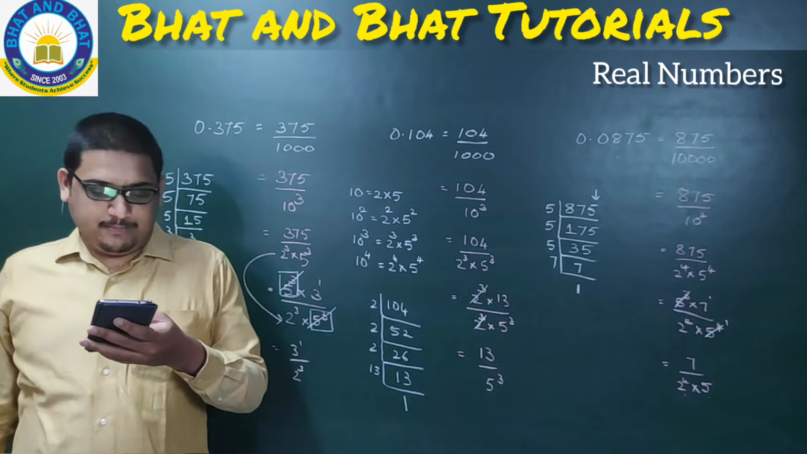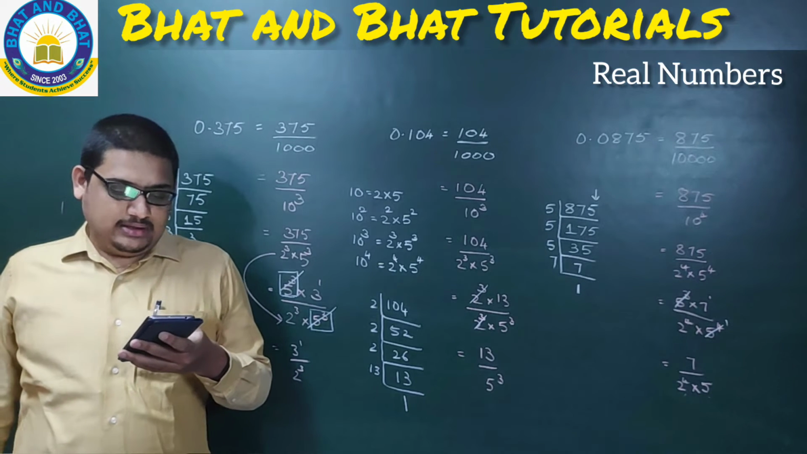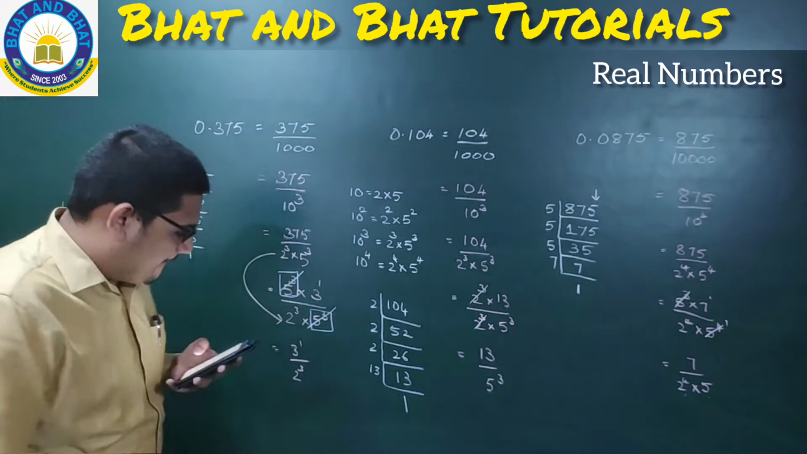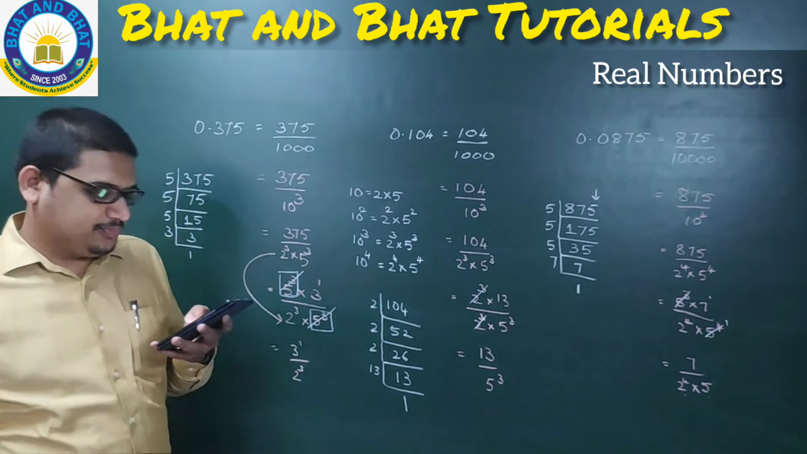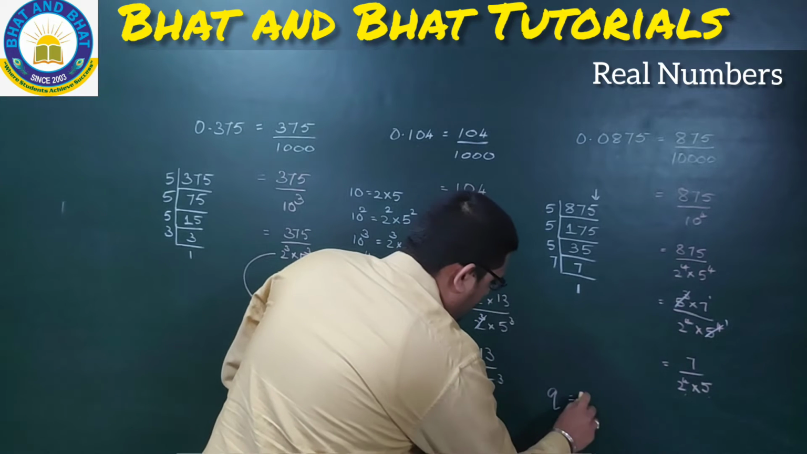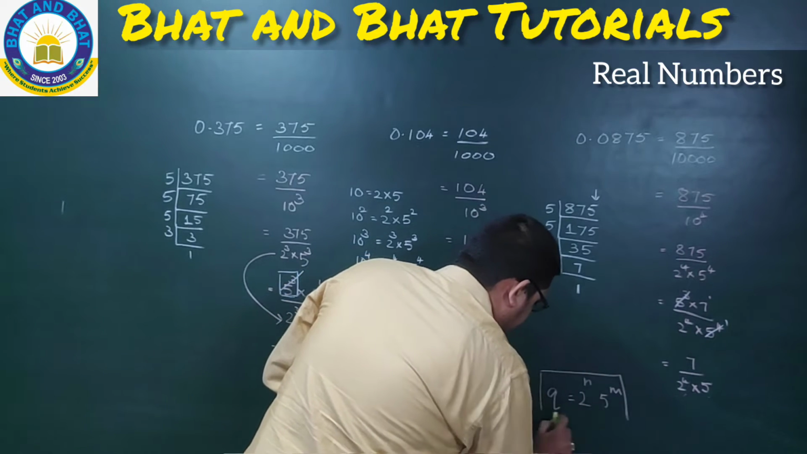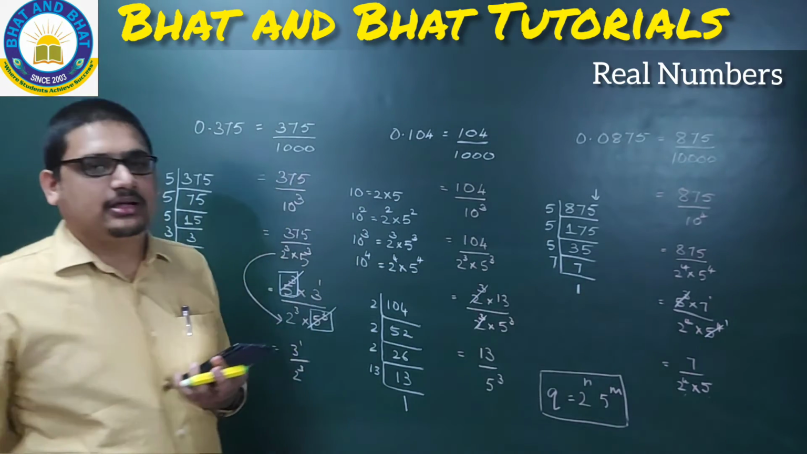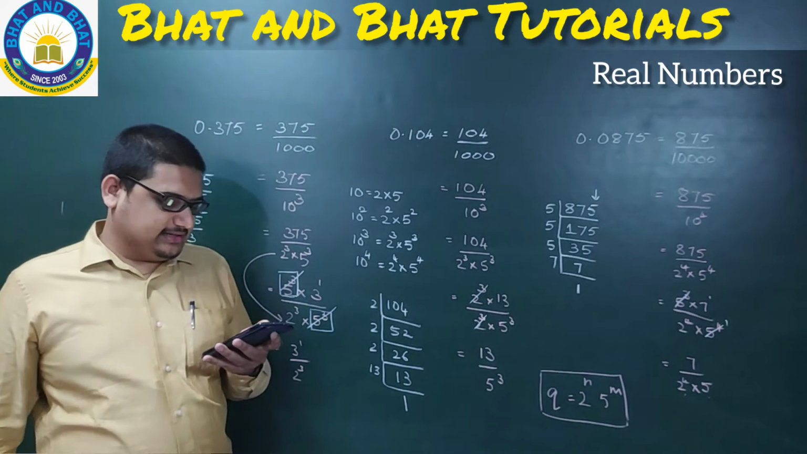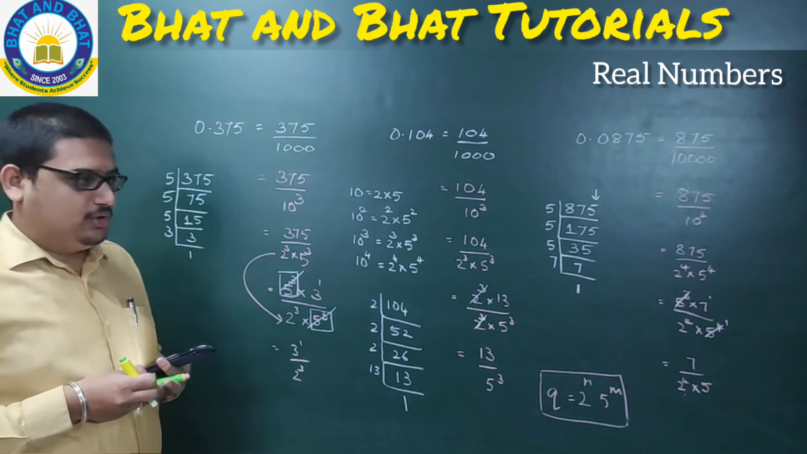So, let x be a rational number whose decimal expansion terminates. Then x can be expressed in the form of p by q, where p and q are co-prime, and the prime factorization of q is in the form of 2 power n into 5 power m, where m and n are non-negative integers. See, let us try to understand the theorem. The theorem is now available on the board also.